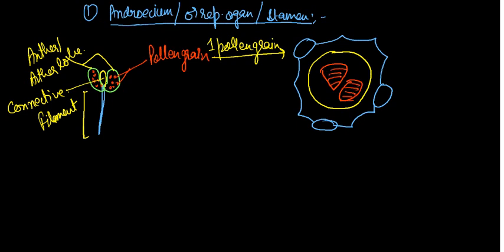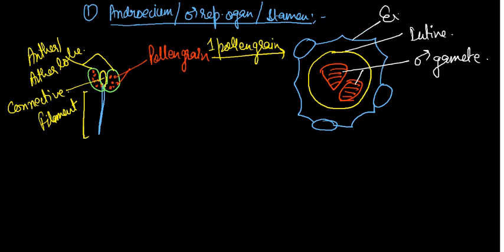Now I'm going to label it. These two structures are male gametes. The inner layer is called intine. The outer layer is called exine. At some place of the exine, there is a pore called germ pore. Germ pore is most important because at the place of the germ pore, the intine layer helps in the formation of a tube that is called pollen tube.